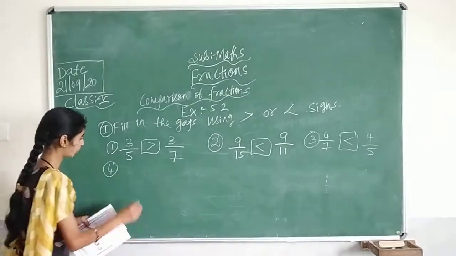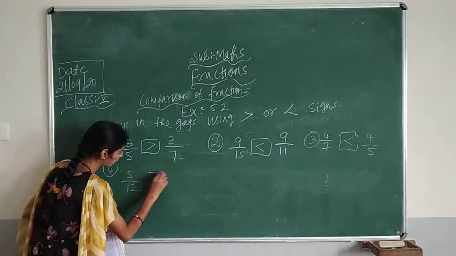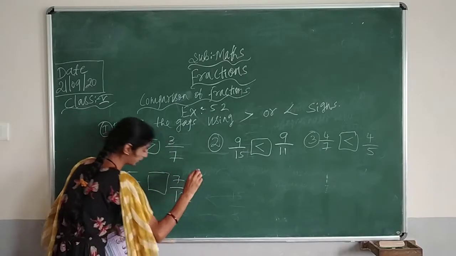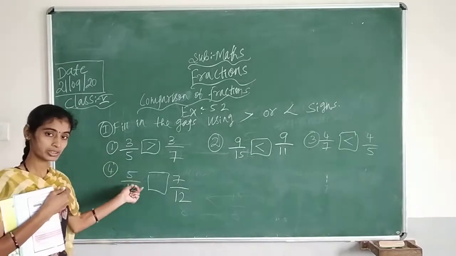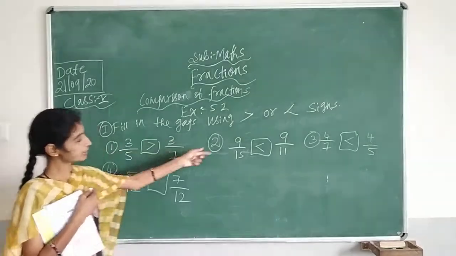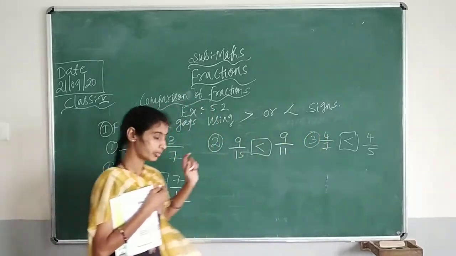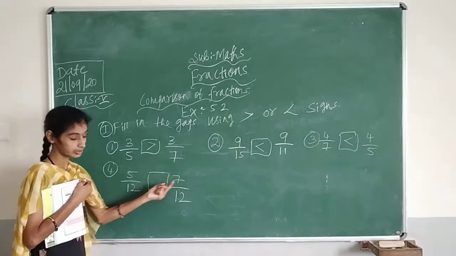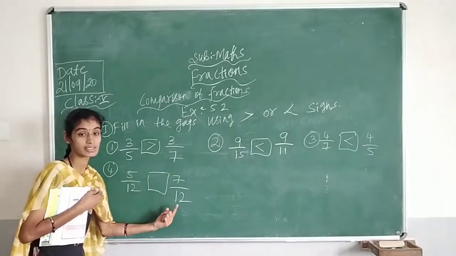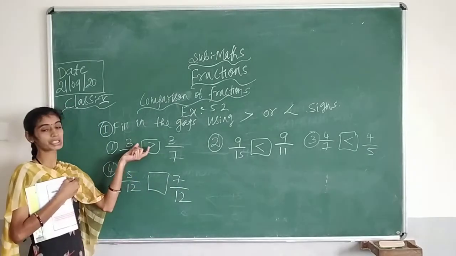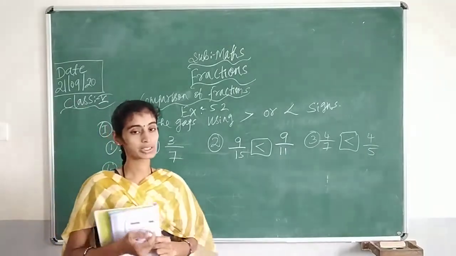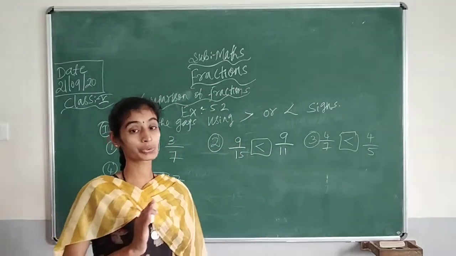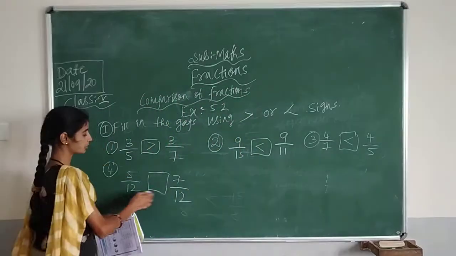Yes, question number 4. So here it is 5 by 12, then 7 by 12. So can you see the change children? Change in question? Okay. First 3 were numerators same. Whereas now fourth question you all can see numerators are different and denominators are same. So shall we use the same procedure? No. You should not use the same procedure. When the denominators are same, I have told you how to choose the number. So how you are going to choose children?